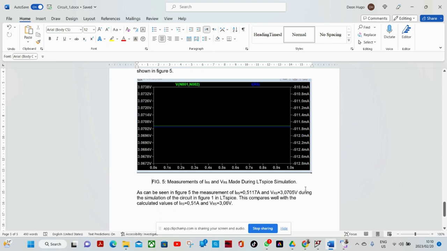Now this compares well. Here is a figure of the measurements. As can be seen in figure 5, the measurement of IR5, 0.51 amp, and VR5, 3.0705 volt during the simulation in LTSpice compares well with the calculated values of the current in resistor 5 of 0.51 amp and the voltage calculated over resistor R5 at 3.06 volt.